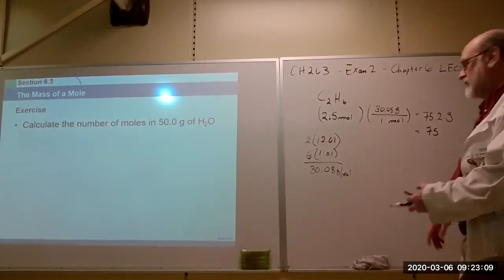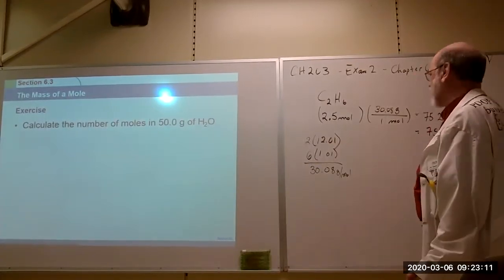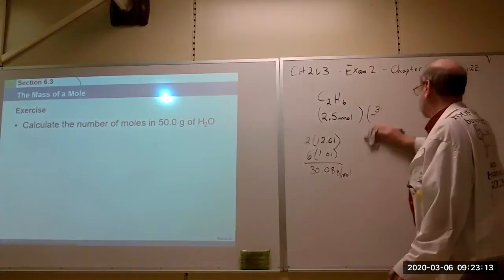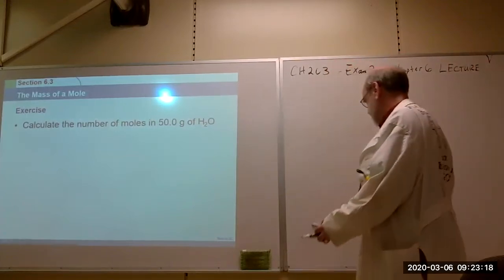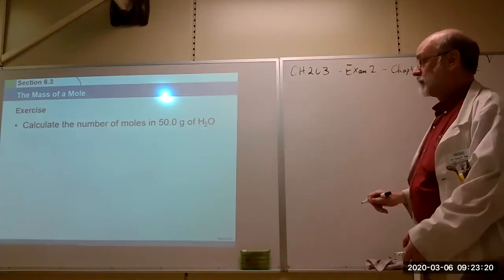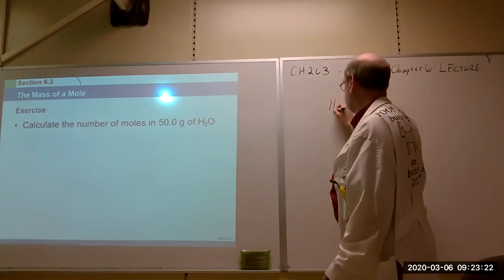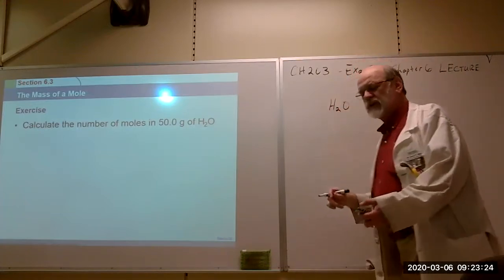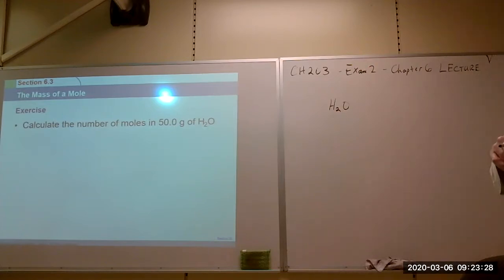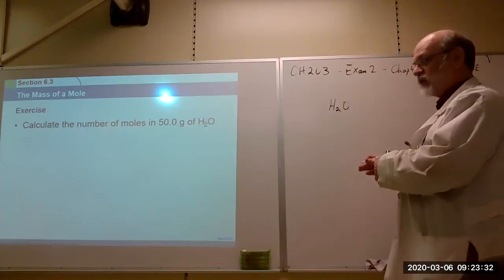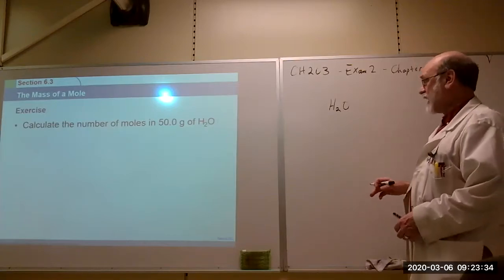All right. Now, what if we have 50 grams of water? And we want to know how many moles that represents. Well, of course, you need your formula, right? You can't calculate molar mass unless you have a formula. You can't do it from the name. You have to make the name into a formula before you can calculate the molar mass.